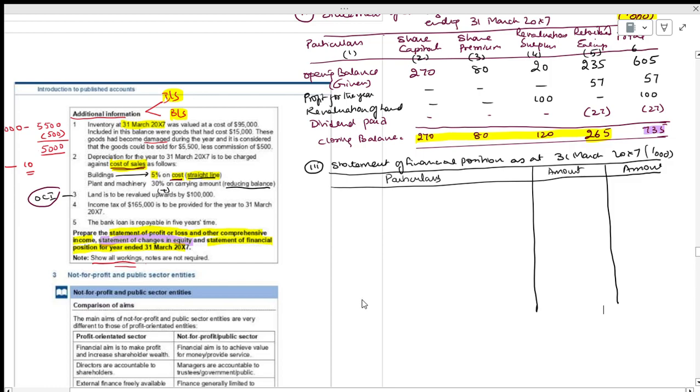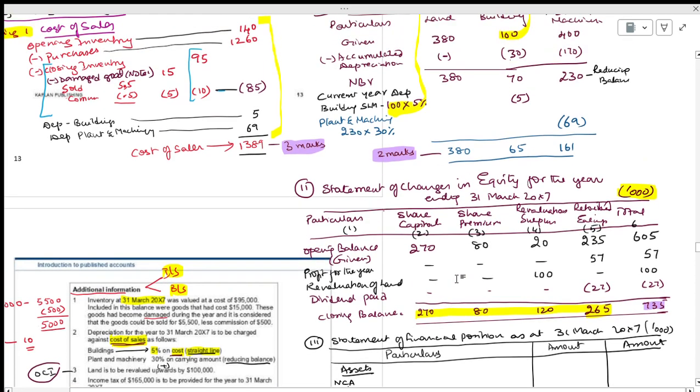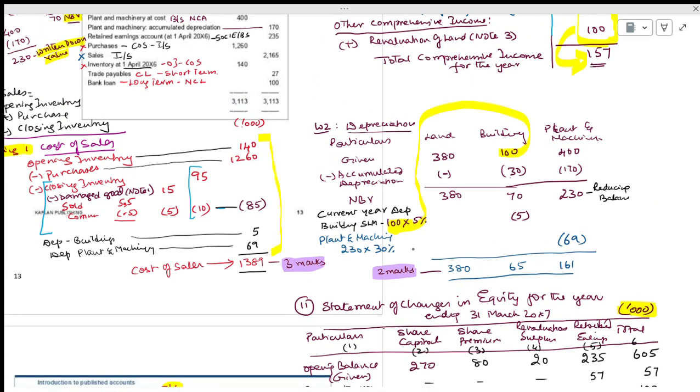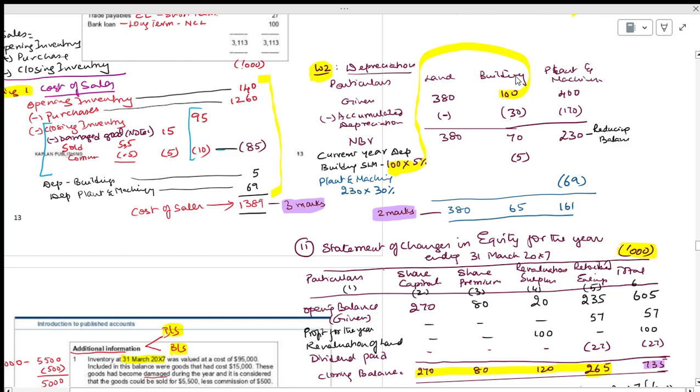Now write this down: particulars, amount and amount. We have taken 3 columns just for our understanding. First we'll take assets, and under it non-current assets. How much are the non-current assets we have done? Working 3, working 1, working 2 we have done. The non-current assets are 380 plus 65 plus 161.